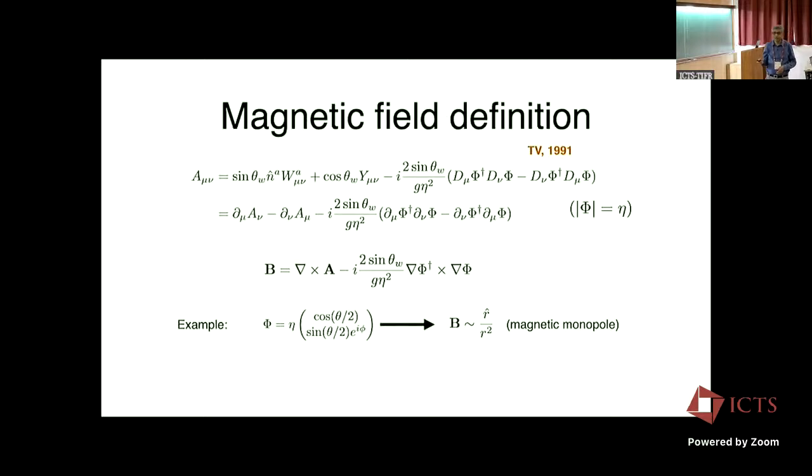Sorry? The magnitude would be, no, the eta squared would cancel, and it would be something like 1 over g. There would be a g over here.